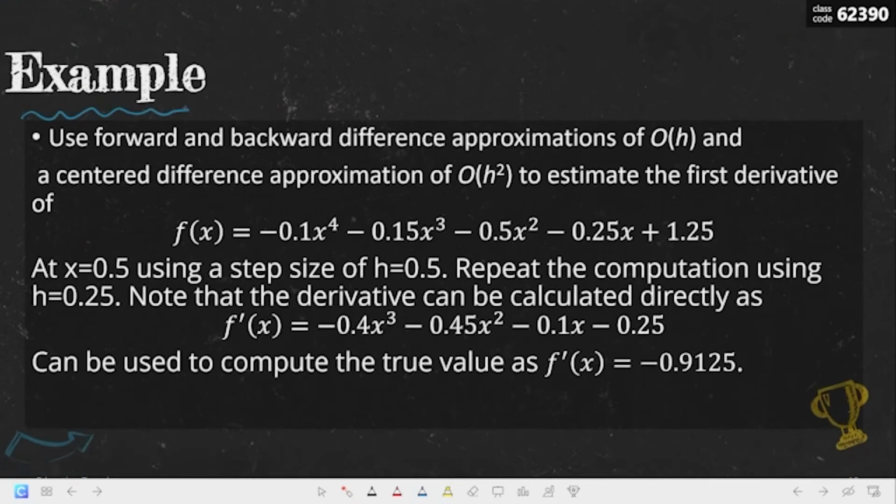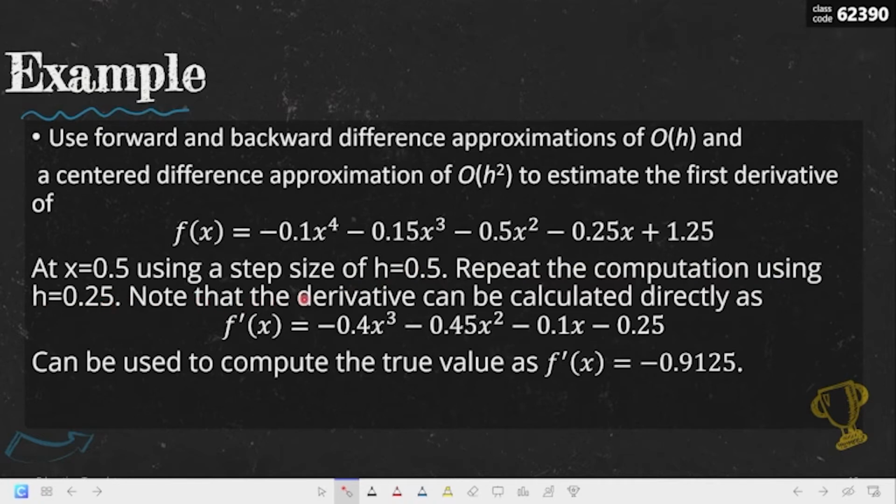So we have here an example. We'll be using forward and backward difference approximations of O(h) and a central difference approximation of O(h squared) to estimate the first derivative of f(x) equals negative 0.1 x to the fourth minus 0.15 x cubed minus 0.5 x squared minus 0.25 x plus 1.25 at x equals 0.5, using the step size h equals 0.5, and we'll repeat the computation using h equals 0.25.